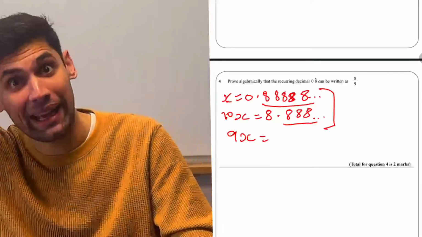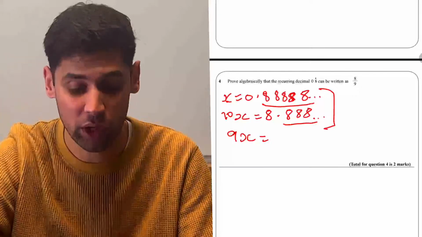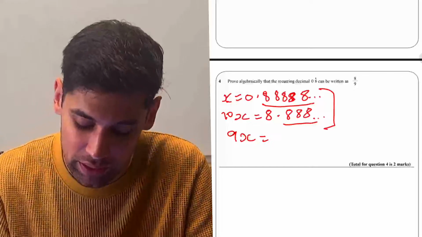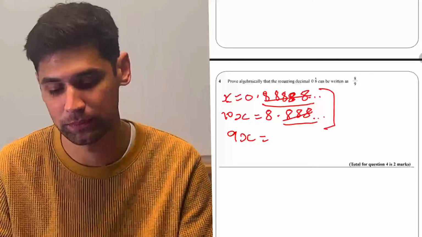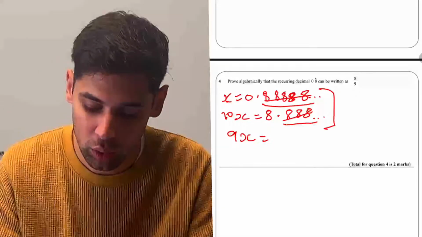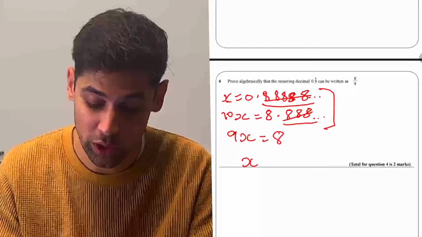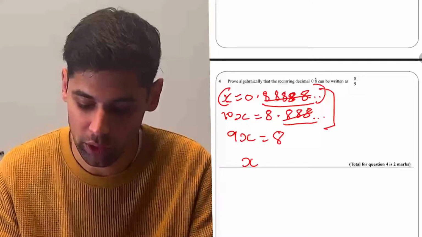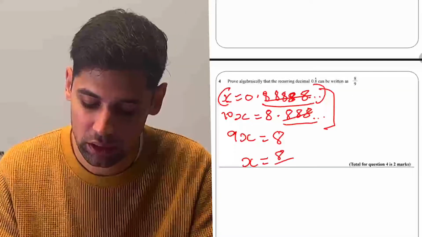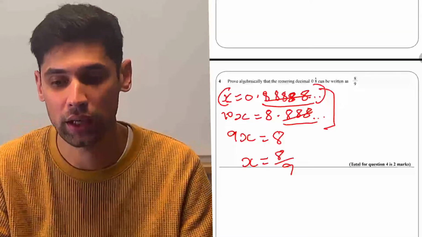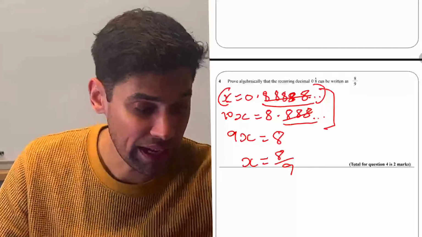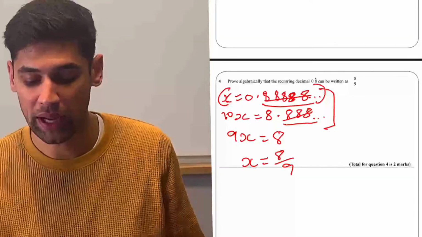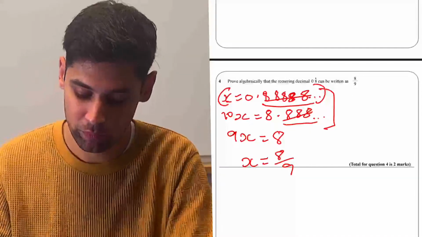And then 8.888 recurring, take away 0.88 recurring. This is the magic of this one. The recurring 8 just cancel out. So it's 8 take away 0, which is 8. Then to find x, remember, our original value was x is 0.8 recurring. X equals 8/9 because we're just dividing the 9 to the other side. So that is how we show the 0.8 recurring can be written as 8/9.